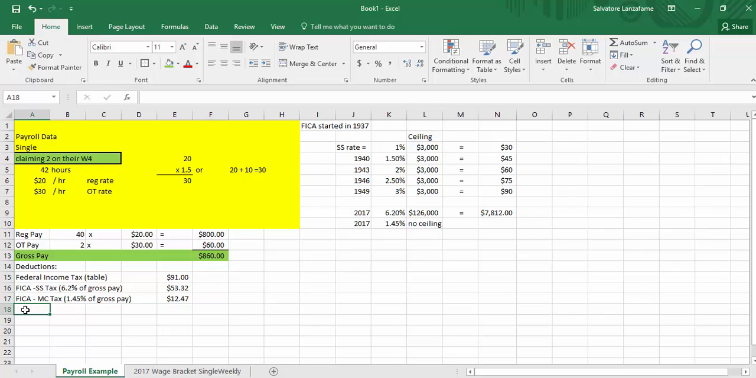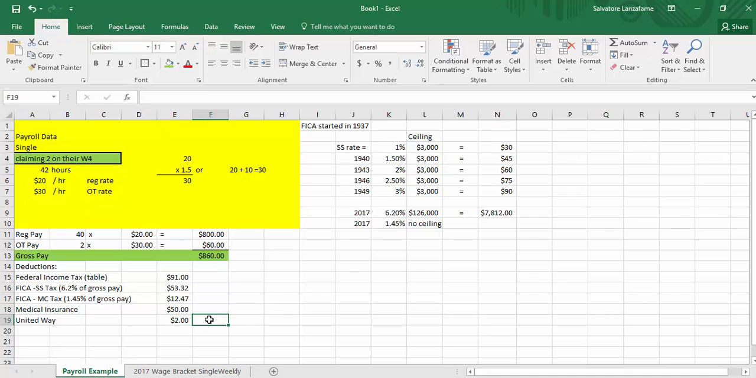How about we have medical insurance, and let's just make that 50 bucks per week. Depending on who you work for, that's a good deal or a bad deal. We could also have, how about United Way, a donation there. And let's say this employee donates $2 every paycheck to the United Way.